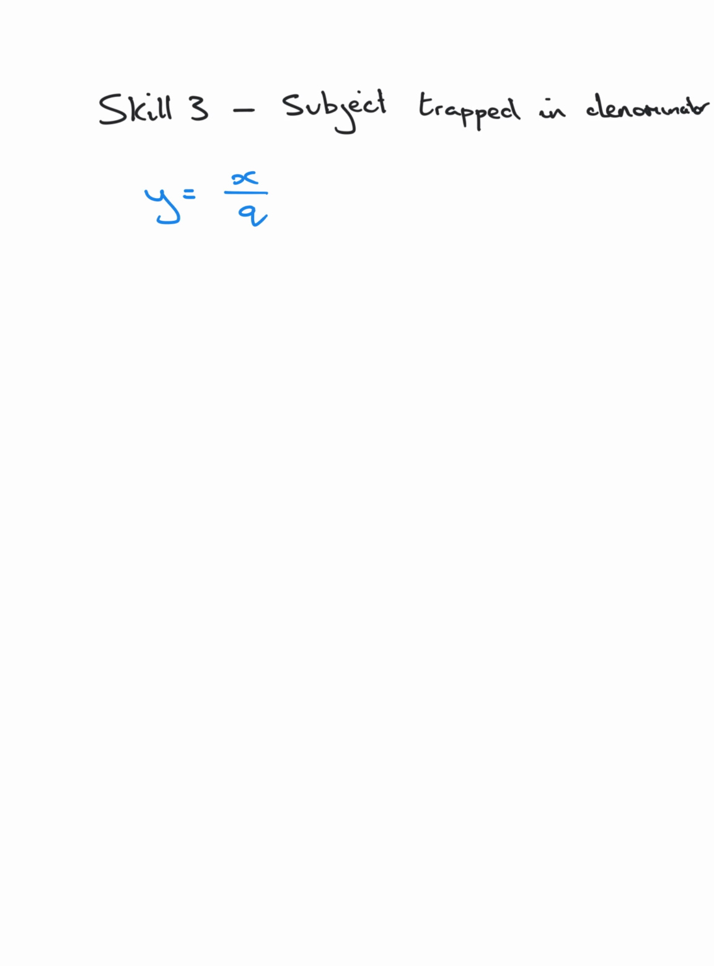If I wanted to make x the subject, I'm going to multiply by q to give me x equals yq. Now, it's a little bit more tricky if that x is in the denominator somewhere. So a trickier one might be y equals q over x plus 1. I've thrown in an extra plus 1.